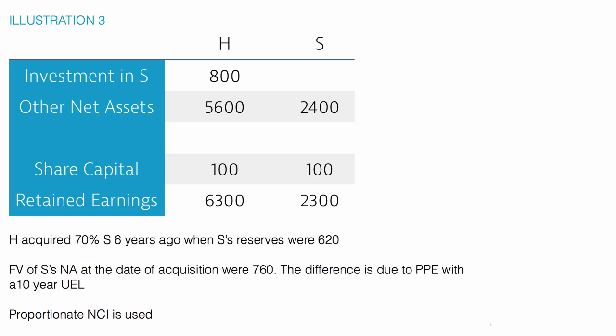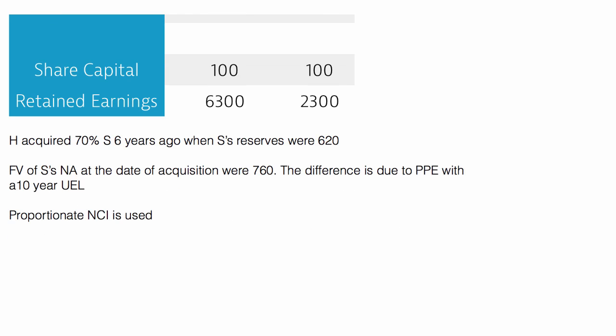Right, let's go straight on then. Here's a question. We go straight to the equity table when we see it's an SFP question. Remember, it's S's equity table. I want it at the year end. I want it at acquisition. One minus the other comes to post-acquisition.